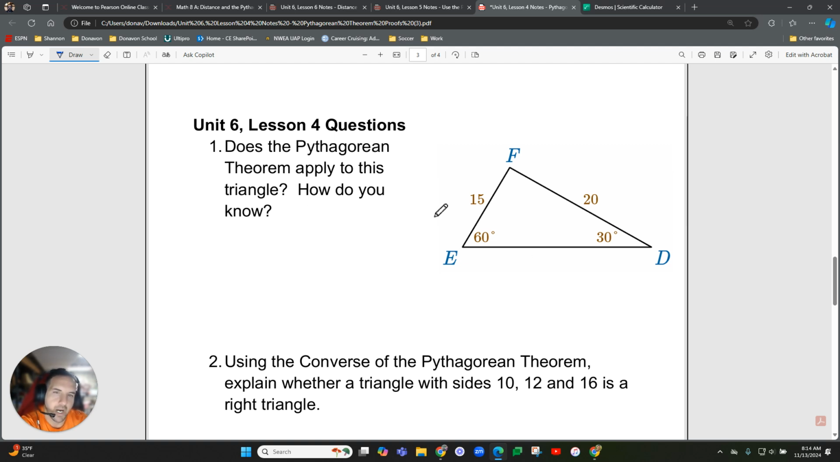lesson 4. All right, so this one says, does the Pythagorean theorem apply to this triangle? How do you know? All right, so first of all, this is a 30, 60, and we have to figure out what this other angle is in order to know if the Pythagorean theorem applies.